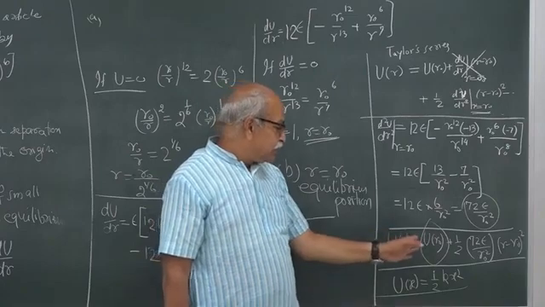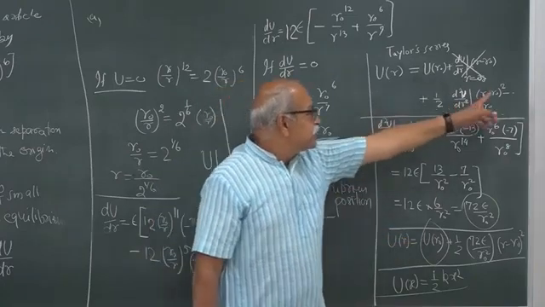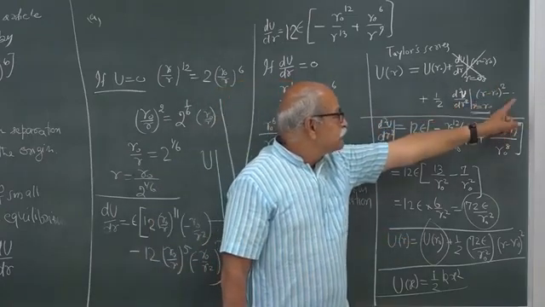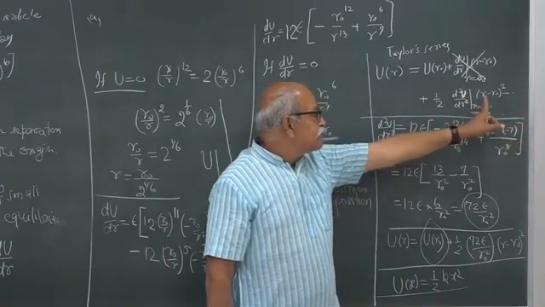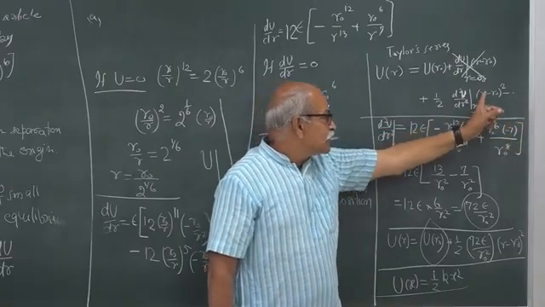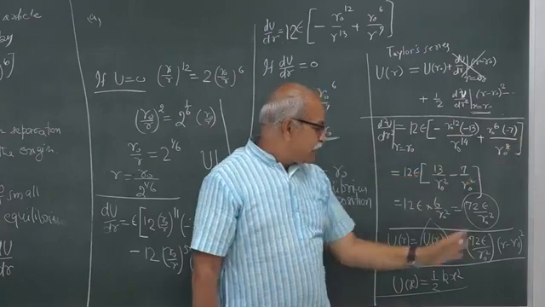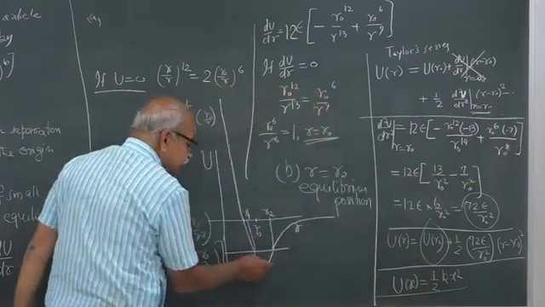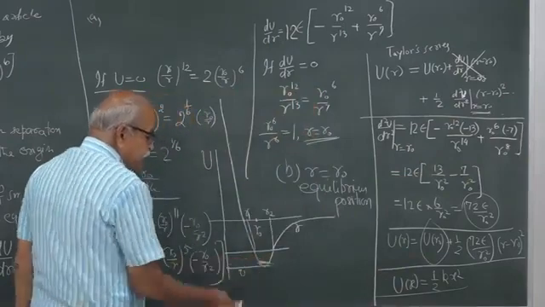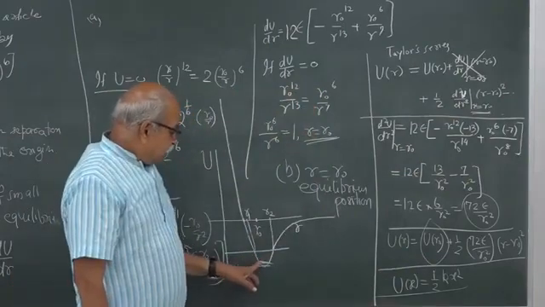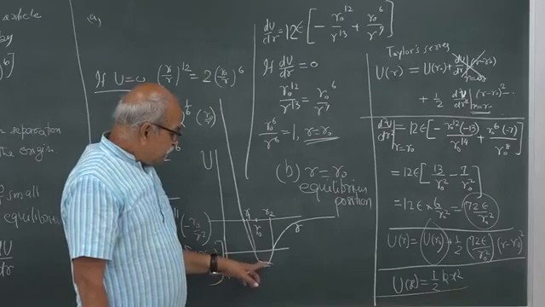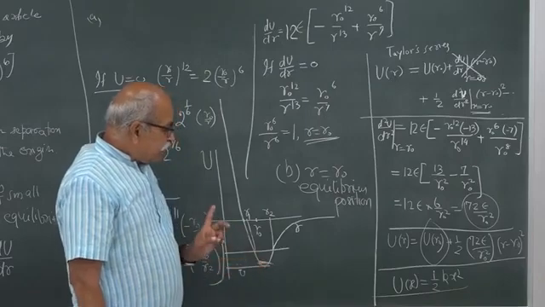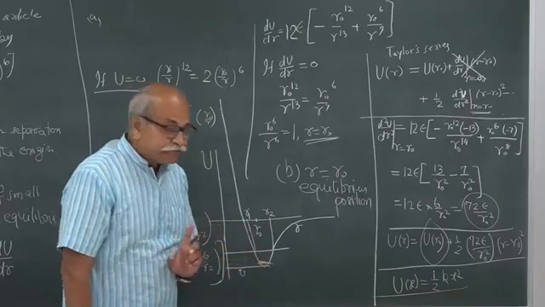Of course, this is an approximation because we have neglected the third power, fourth power and sixth power, but if r is close to r naught, we can do that. And so, this motion will be approximately SHM. For small change in energy, the motion will be approximately SHM, and what will be the frequency?